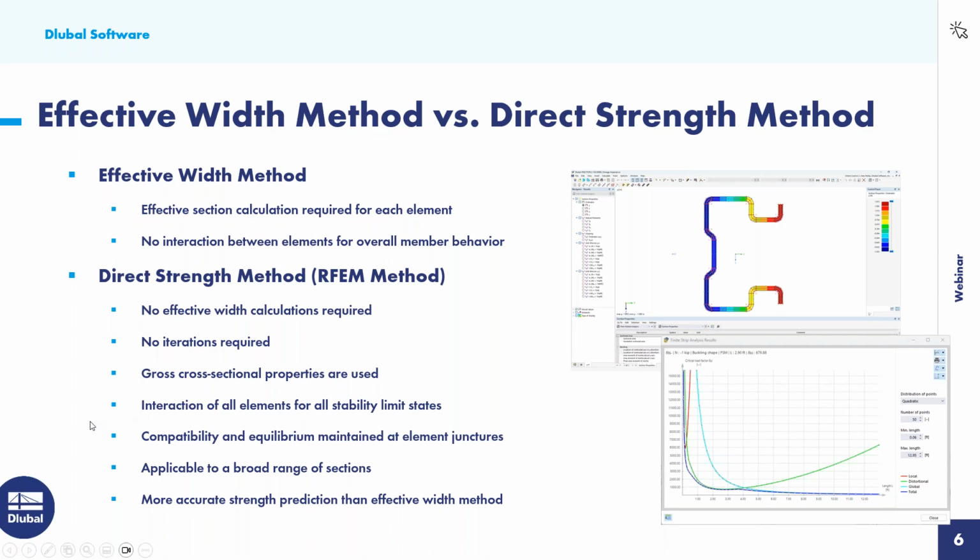So overall, we're going to see a more accurate strength prediction than the effective width method. And this leads to more economical design. If we can better predict the strength of our cross section, then more or less this is going to lead to a better overall structural design.